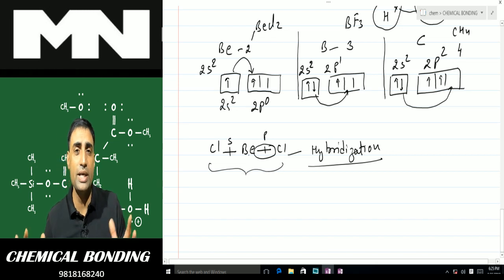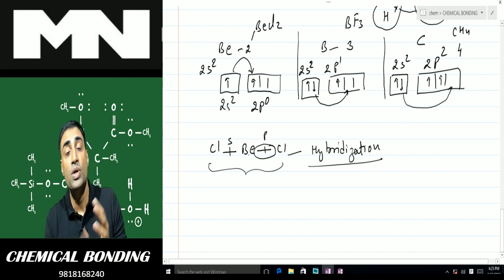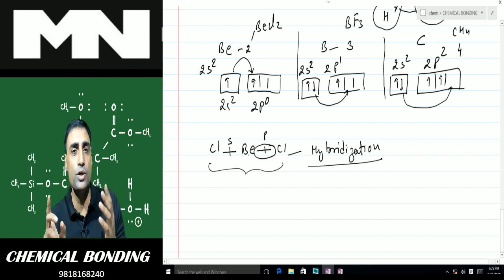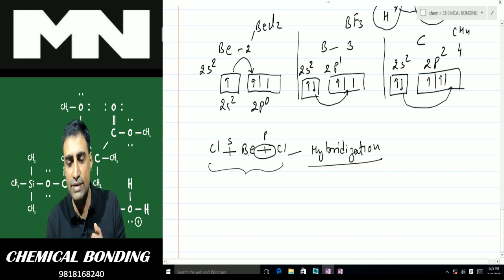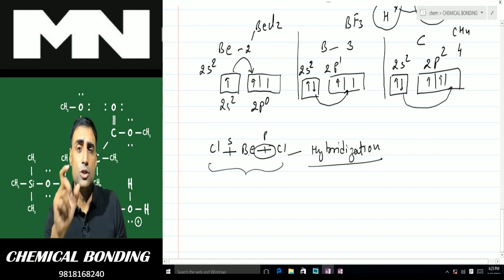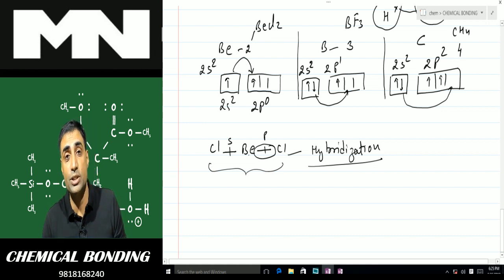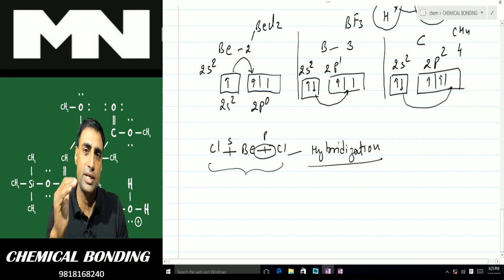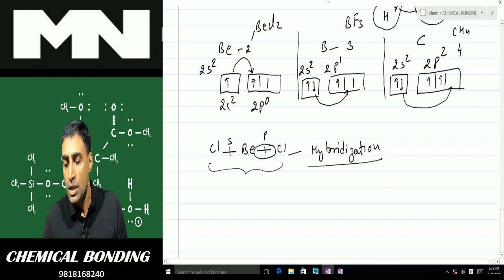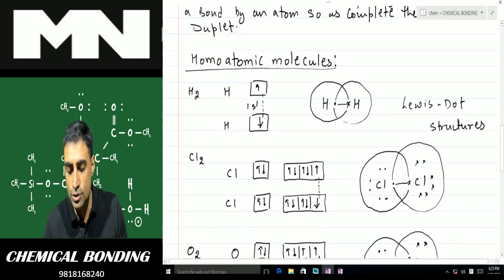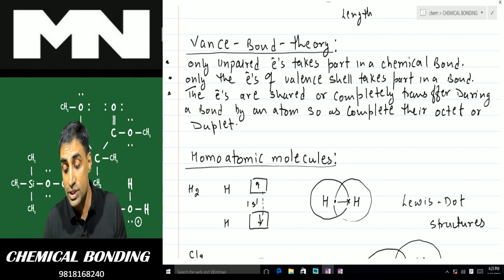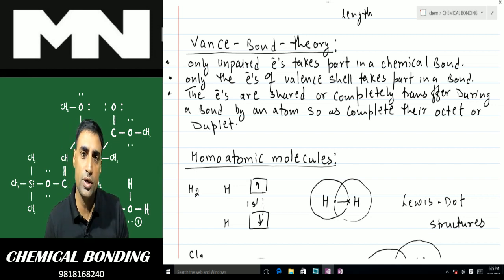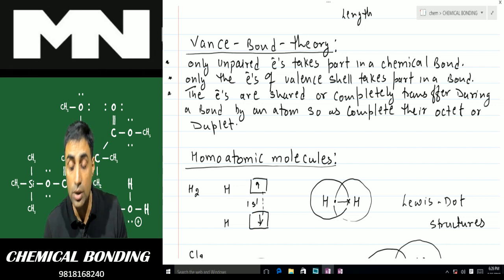So today, a recap of what I taught you: what is a chemical bond, and how a chemical bond is formed. That is, when two neutral atoms come closer to each other, some new forces develop, like attractive and repulsive forces. If attractive forces are more, then the bond is formed. If repulsive forces are more, the bond is not formed. The distance between the centers of the two combining atoms, where the attraction is maximum and the repulsion is minimum, that is where the potential energy is minimum, is known as the bond length. After that, we talked about valence bond theory. That is, only unpaired electrons take part in chemical bonding. Only the electrons of the valence shell take part in chemical bonding. The electrons are shared or completely transferred in a bond so as to complete their octet or duplet.